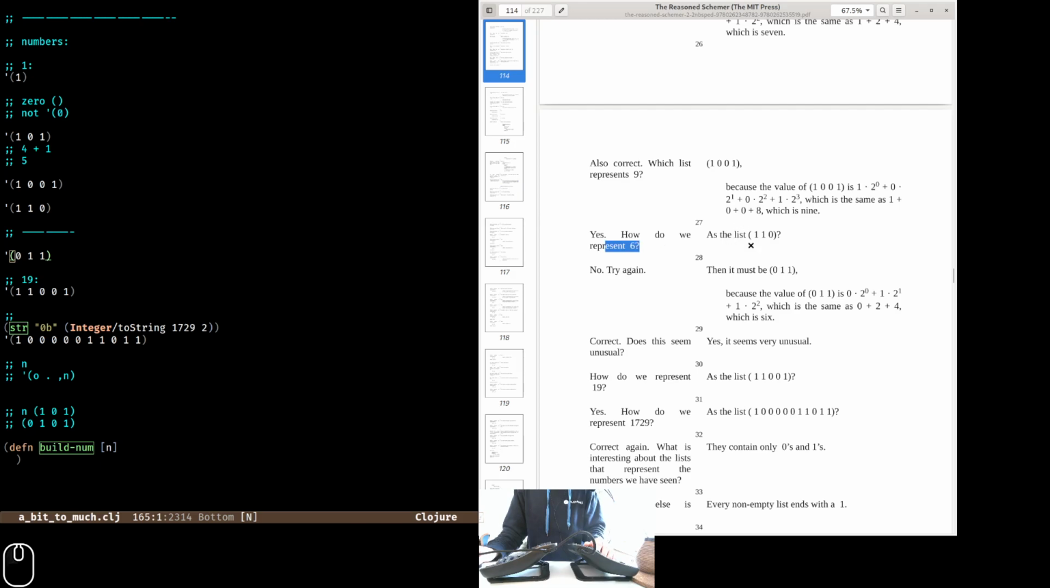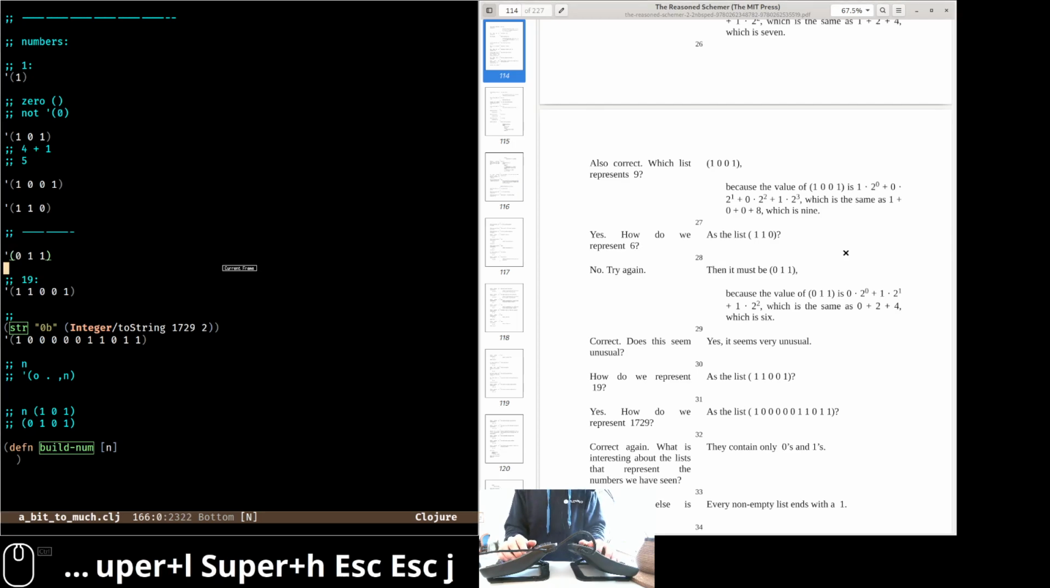Oh, 6 is, no, 6 is like this. 2 plus, how does 6 work? 6 is 4 plus 2. Also this is 4. 2 plus 4, like this, okay. Then this is 19, and so forth.